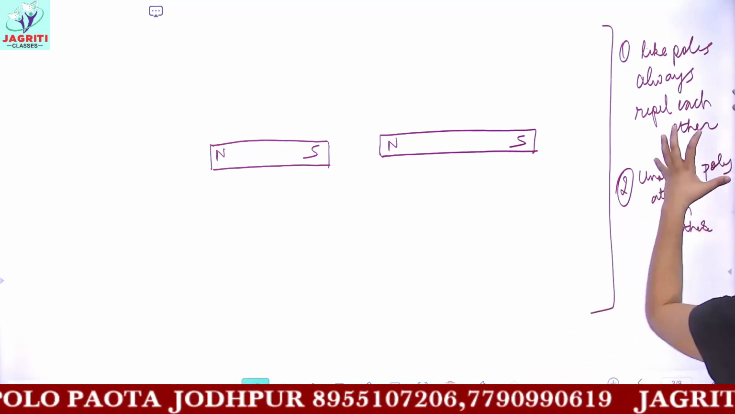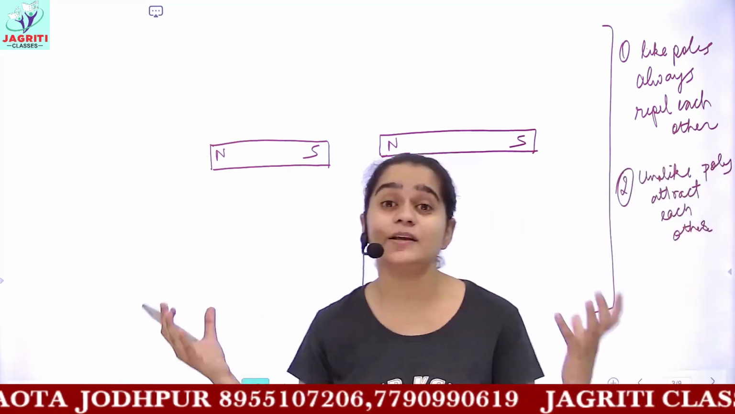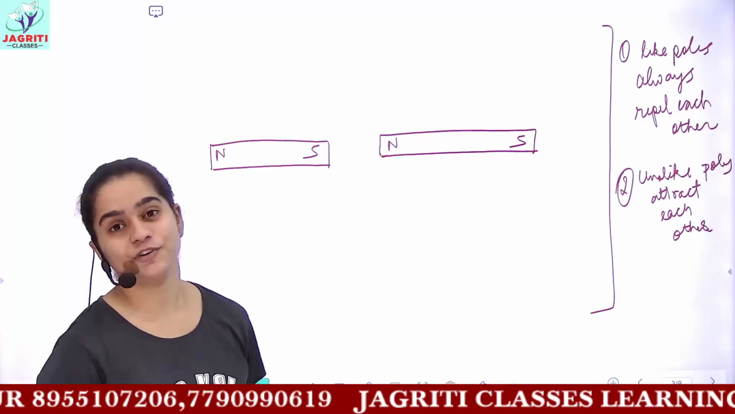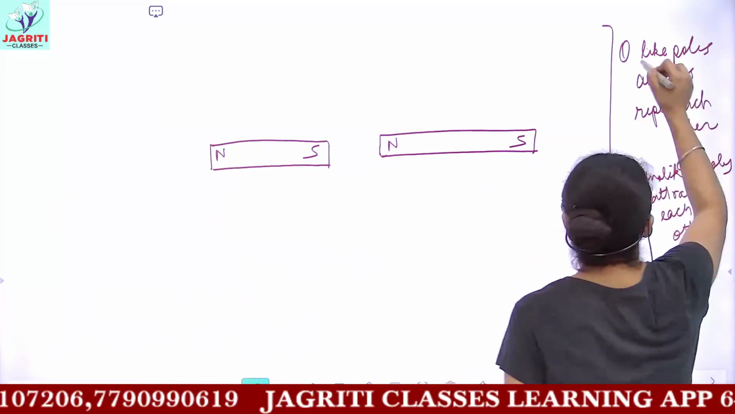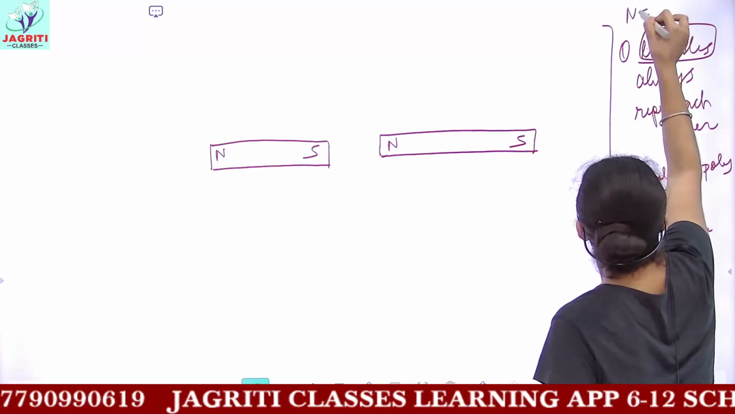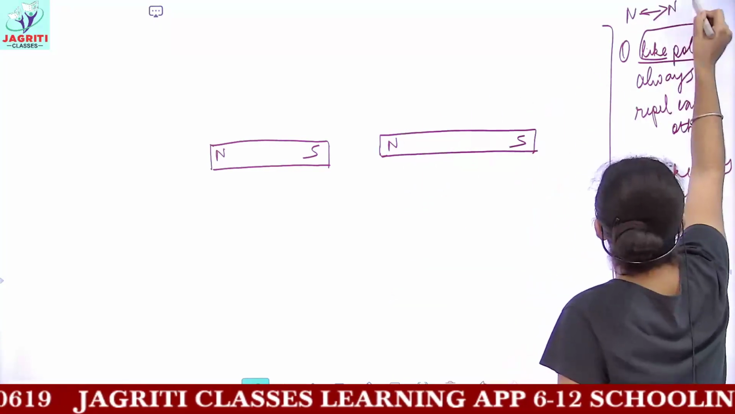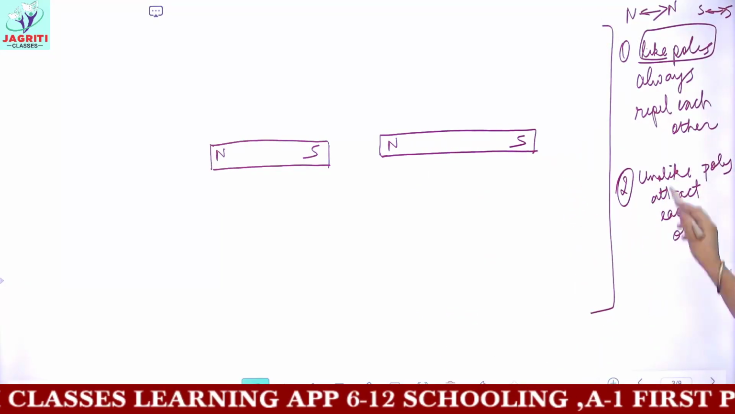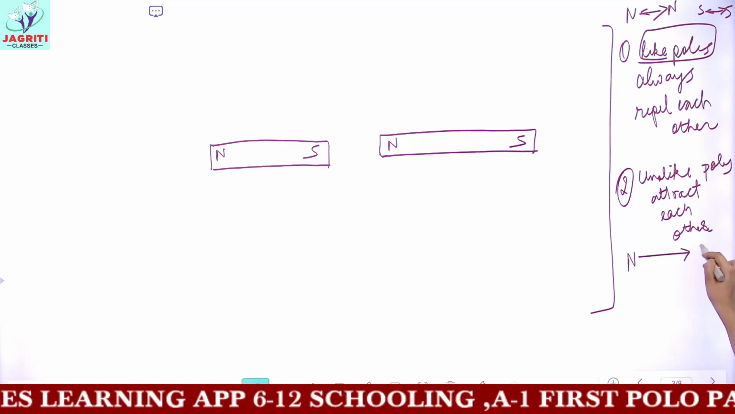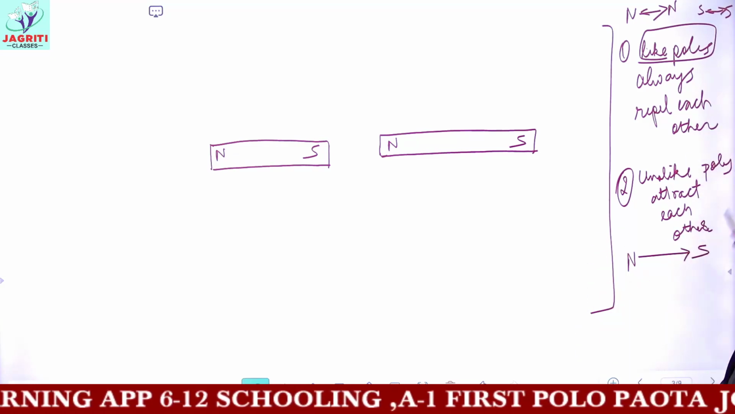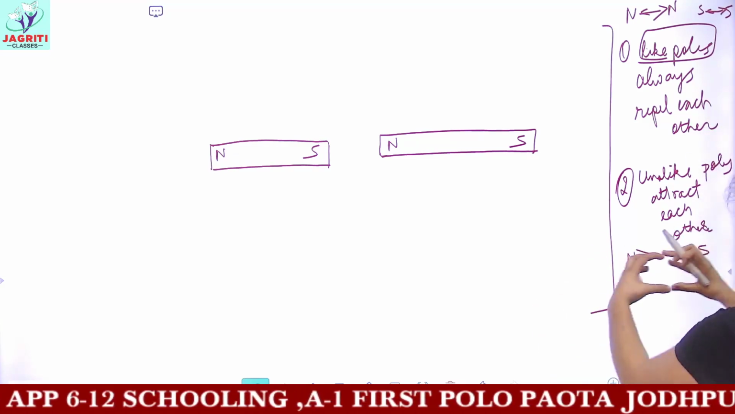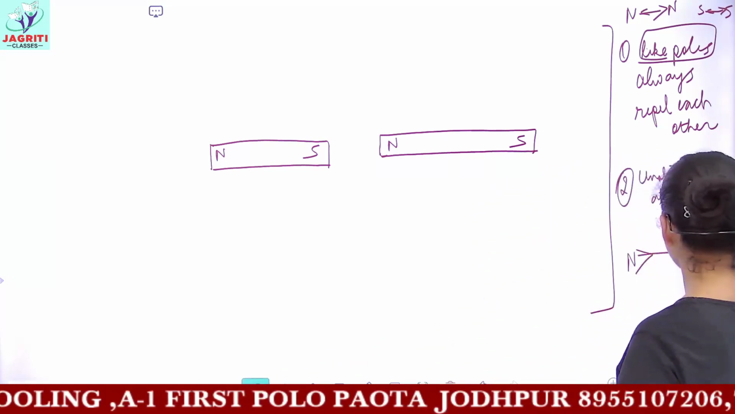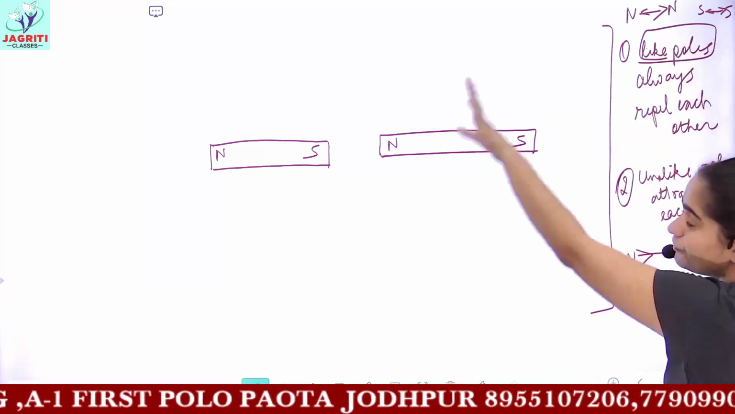But why do like poles repel each other and unlike poles attract each other? This would be very clear if you draw the direction of magnetic field lines. Like poles, north and north, both repel each other. South and south also run away, that is, they repel each other, whereas unlike poles, north and south, attract each other. They move towards each other, or move far away from each other.